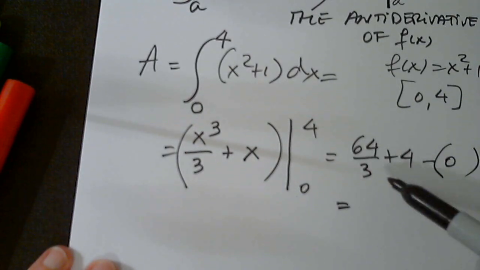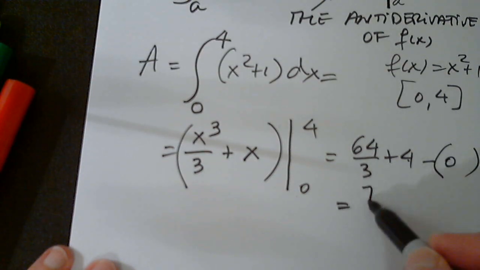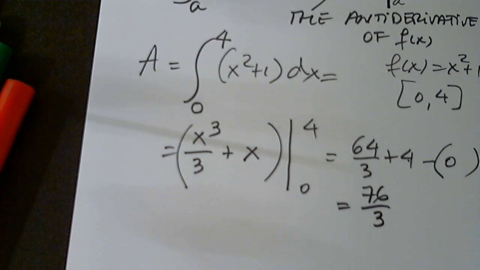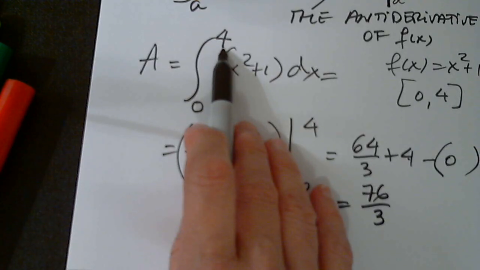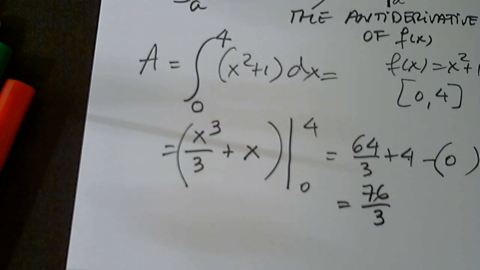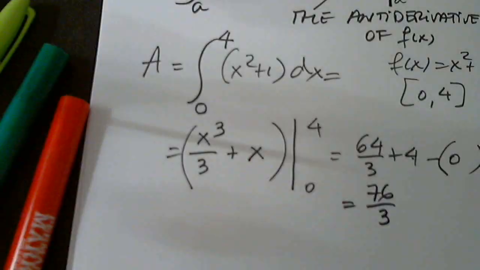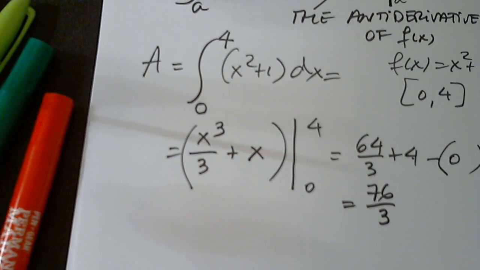So 3 times 4 is 12. So 76 over 3 is the exact area under the graph of x squared plus 1 between 0 and 4. Guaranteed. Our answer last time was anywhere, we just looked at that again, it was 18 to 34, something like that, with the leftmost point and the rightmost point. And this is the exact.